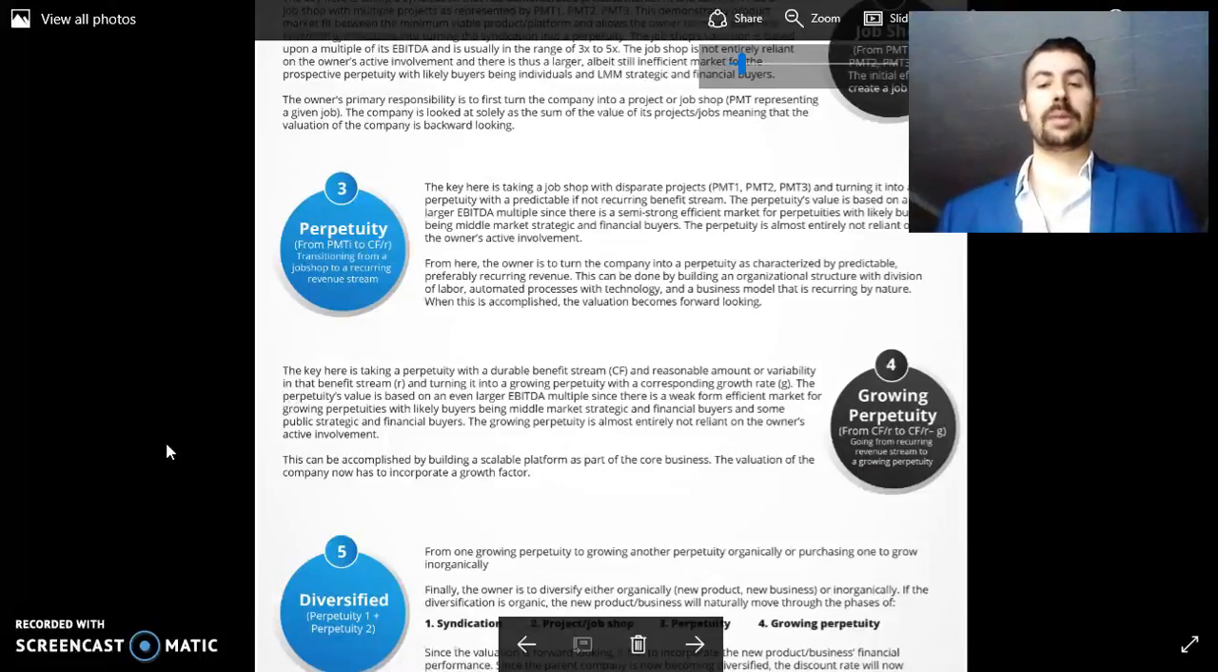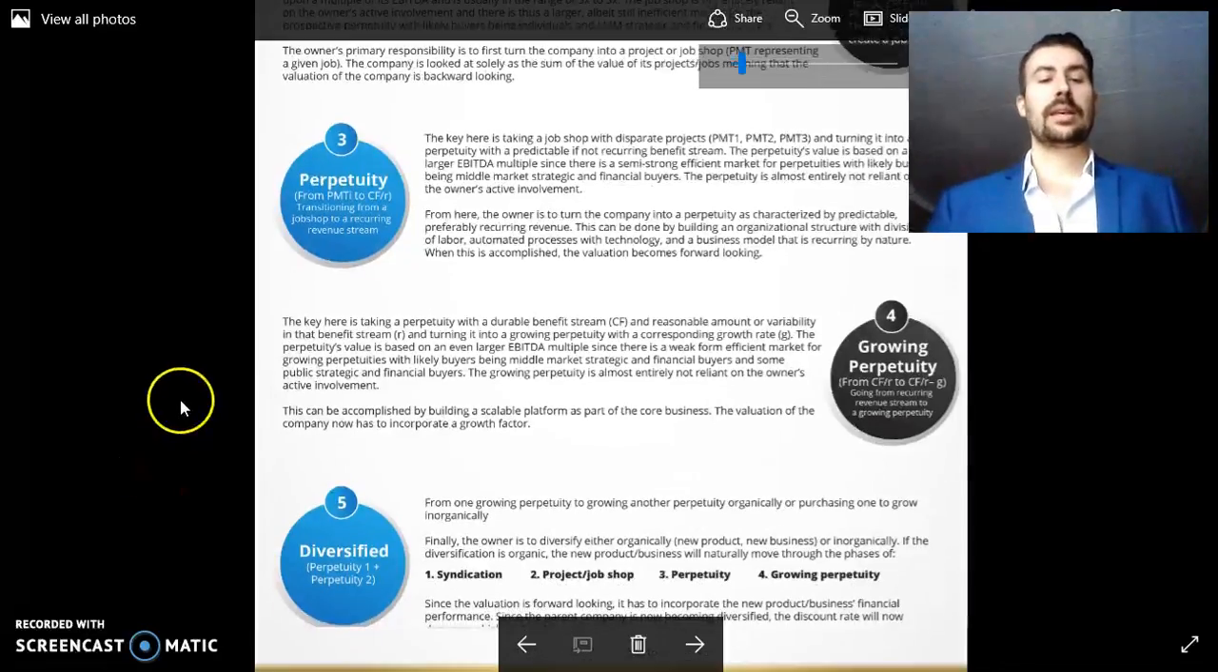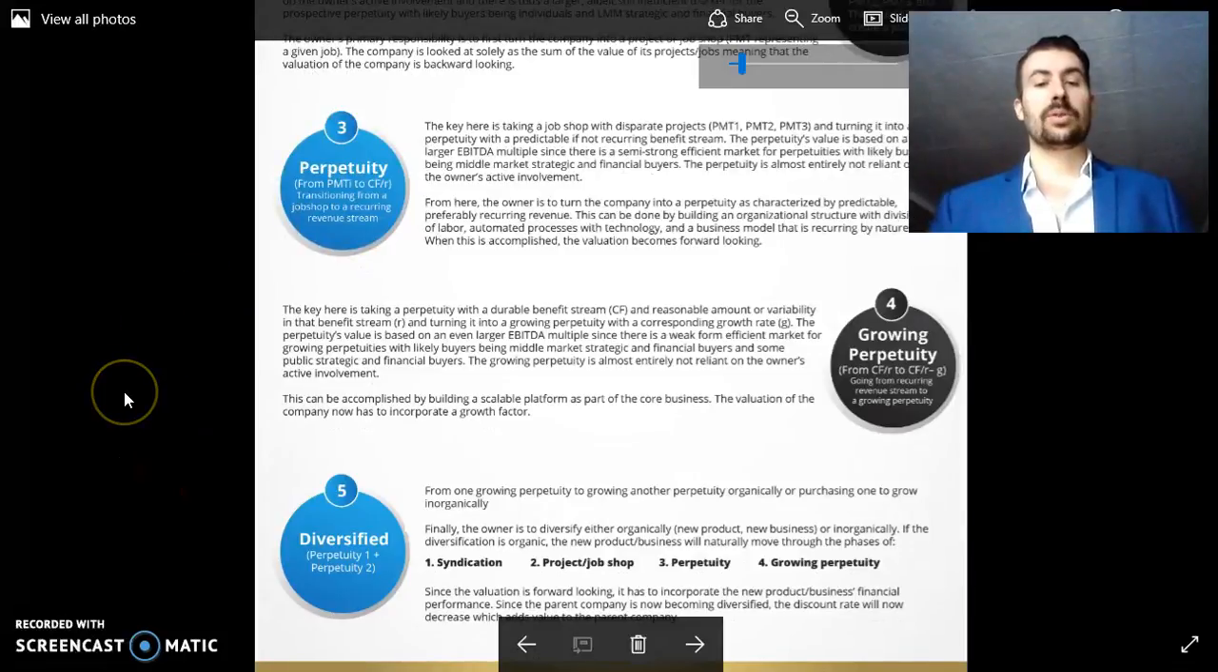This can be done by building an organizational structure with division of labor, automated processes with technology, and a business model that is recurring by nature. When this is accomplished, the valuation becomes forward-looking, and that's why we get to CF over R. The key here is taking a perpetuity with a durable benefit stream, CF, and a reasonable amount of variability in the benefit stream, R, and turning it into a growing perpetuity, which is number 4, growing perpetuity.